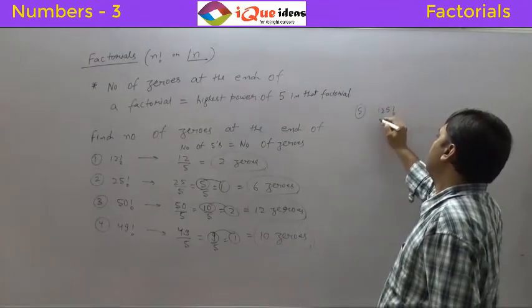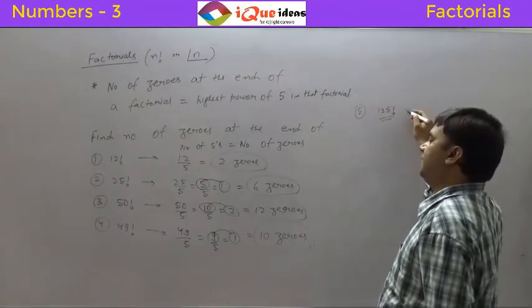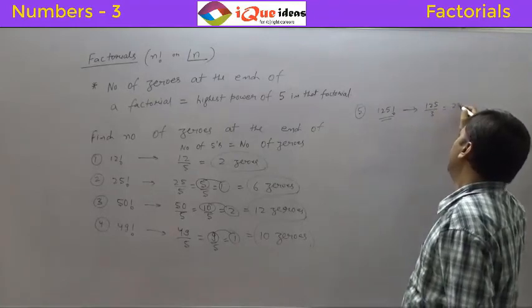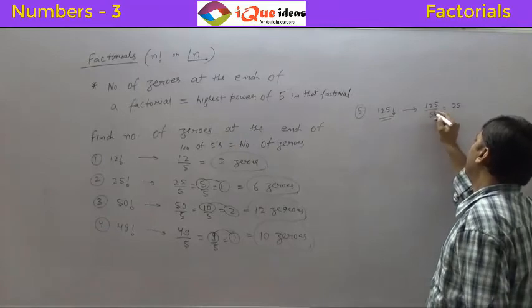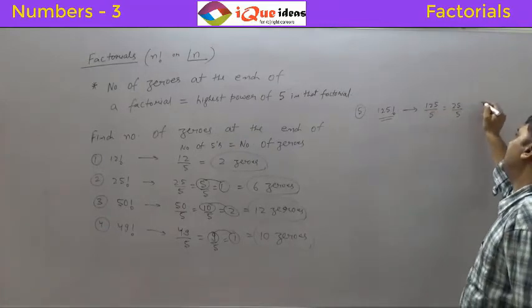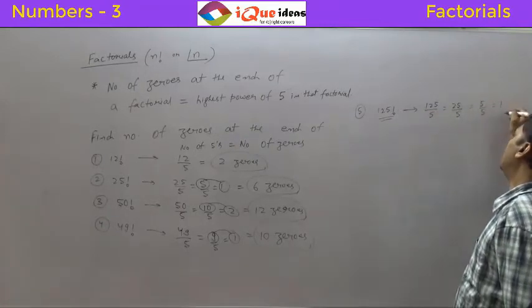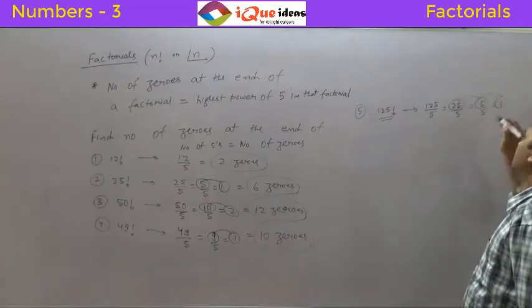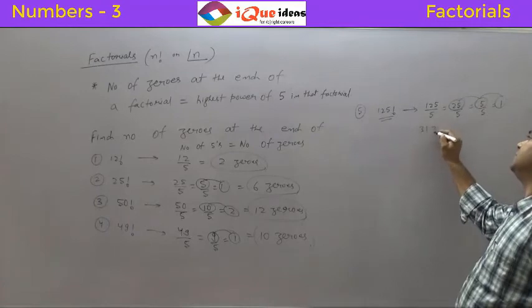125 factorial. So 125 factorial, it will be 125 divided by 5, that is 25. 25 divided by 5, that is 5. 5 divided by 5, that is 1. So total will be 25 plus 5 plus 1. So there will be 31 zeros.